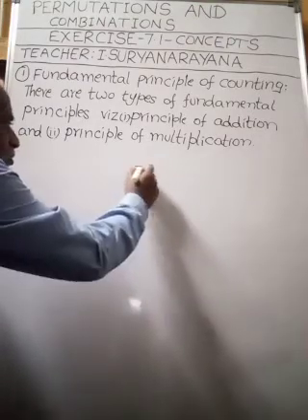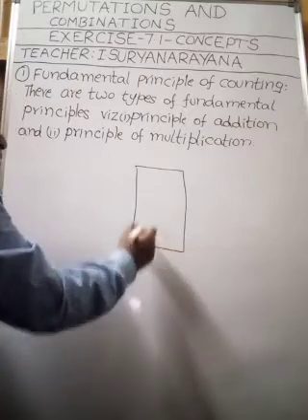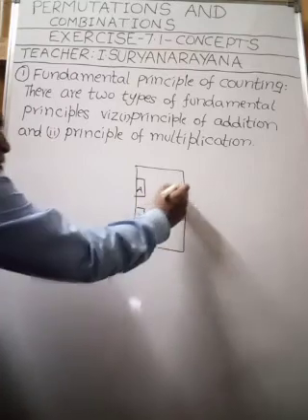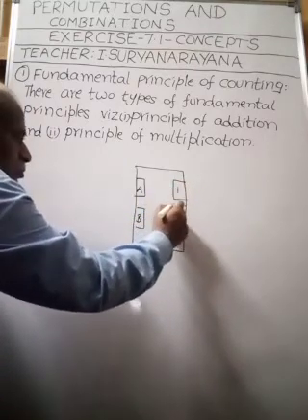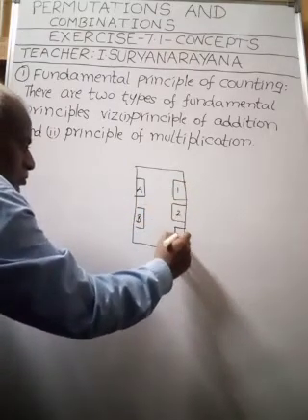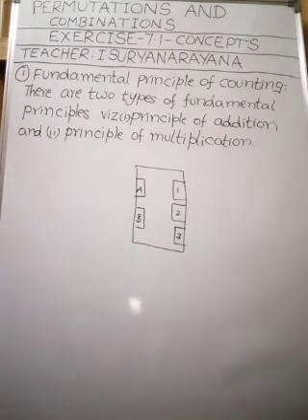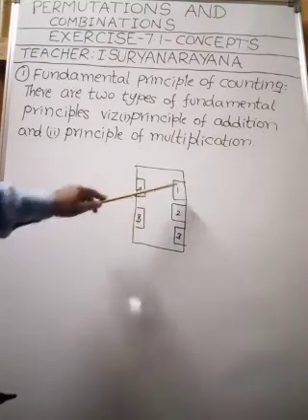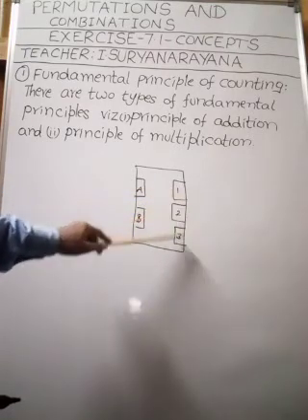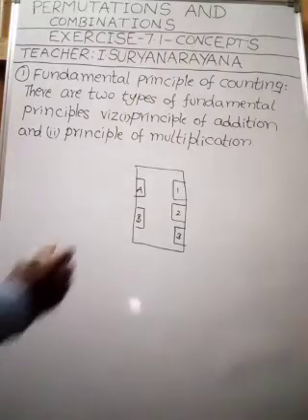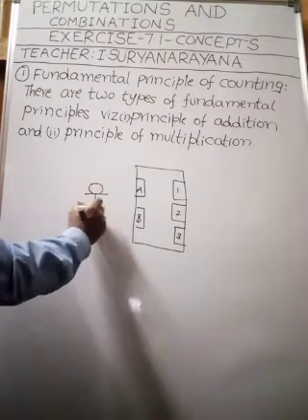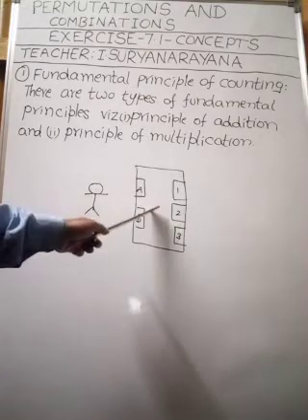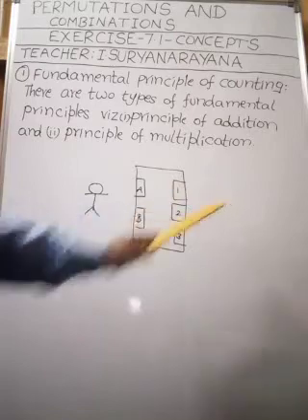Suppose this is a room. Here two doors are there, A and B. Here three doors are there, namely 1, 2, 3. Okay, my children. Now a person is standing here. He wants to enter the room and he wants to come out of the room.